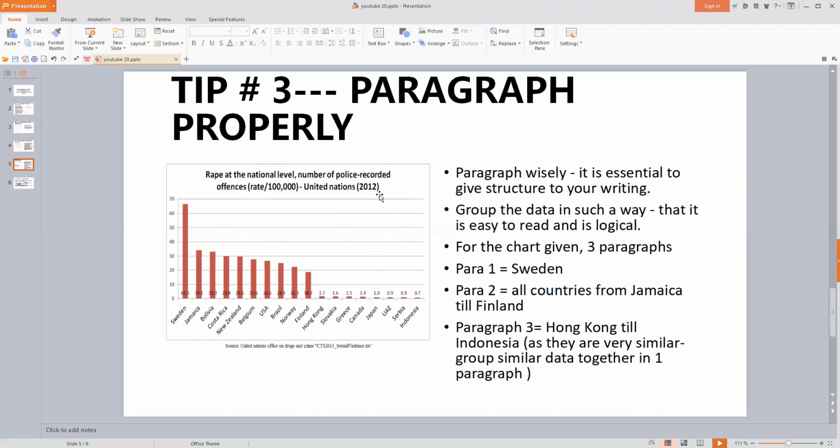So they're looking at 2012, and it's comparing the rate at the national level for all these countries. Okay. Now, if you got this bar chart in your exam, how would you group the data logically into paragraphs? How can you paragraph efficiently or properly?